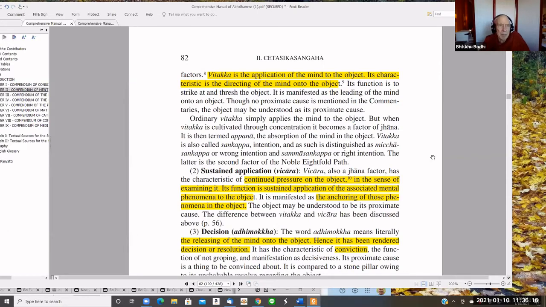So the way I would see this in the case of, say, doing mindfulness of breathing, where the task is to keep the mind on the breath as it moves in and out. Naturally, the mind tends to move away and to roam and wander. Then you recognize the mind has wandered, and then you bring the mind back to the breath, and it's sort of like you're applying the mind to the breath. You could say that that applying of the mind back to the breath, that is the work of vitakka.